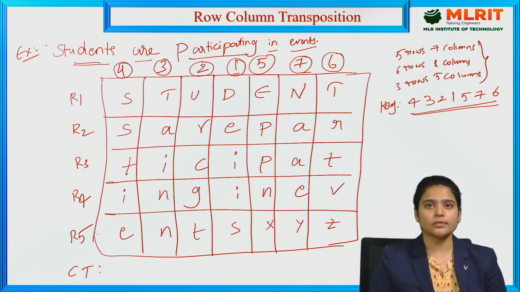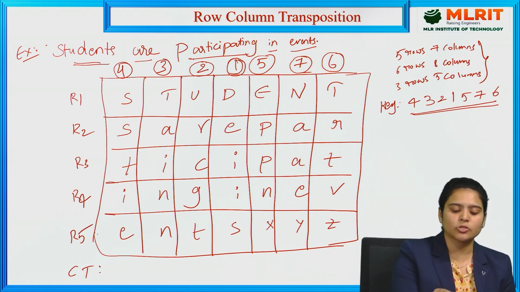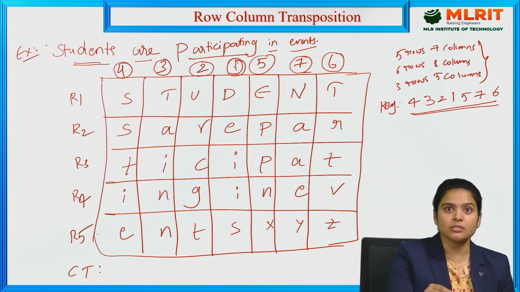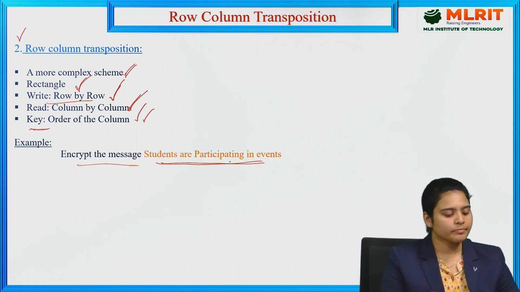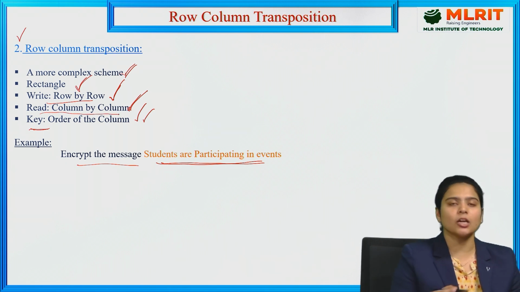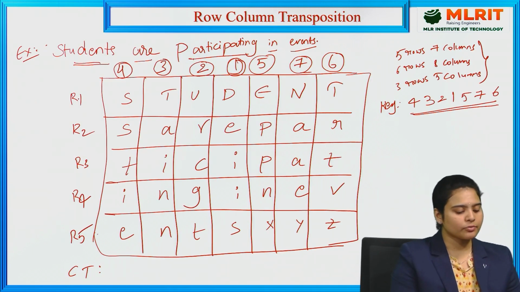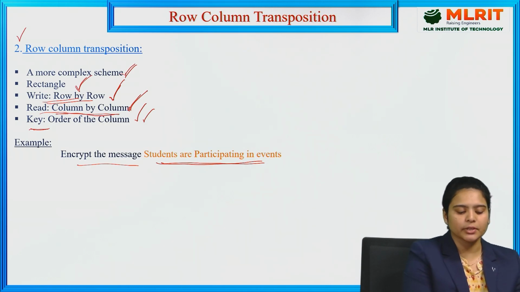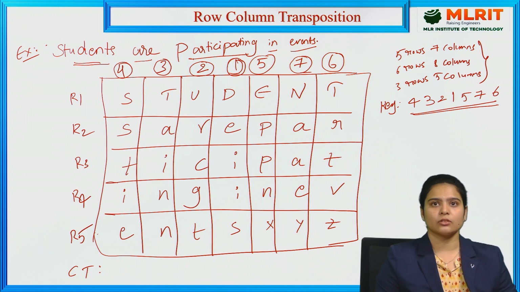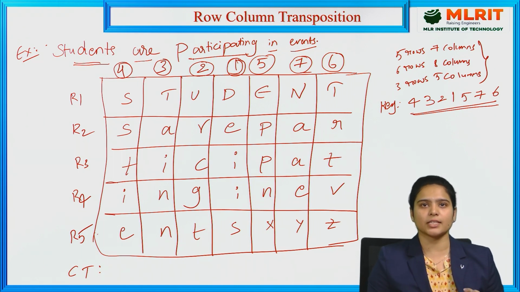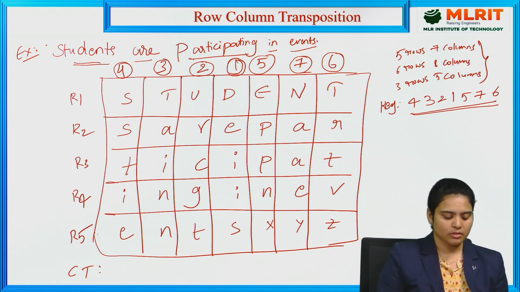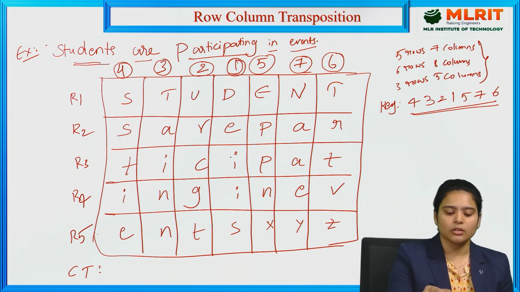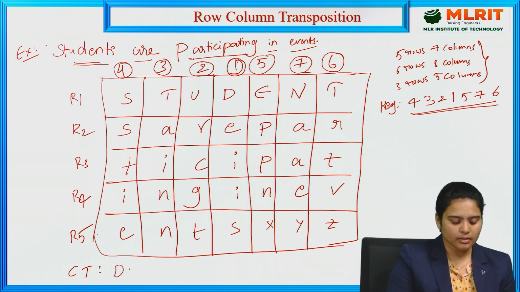Then see how the output will be obtained. For the output of the ciphertext, we need to consider what we have written here. We need to read column by column. We have already written in row by row format, while we are reading, we need to read by the column process. So the ciphertext is obtained column by column. Here the first column is DEIIIS. So the first column is completed.